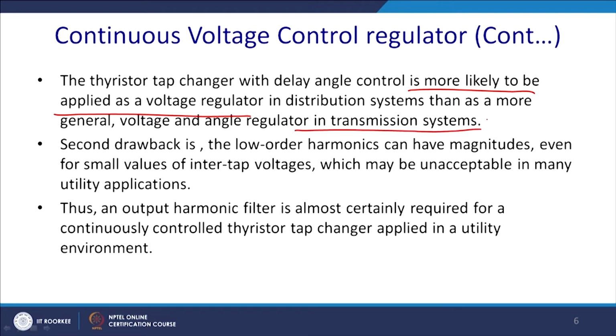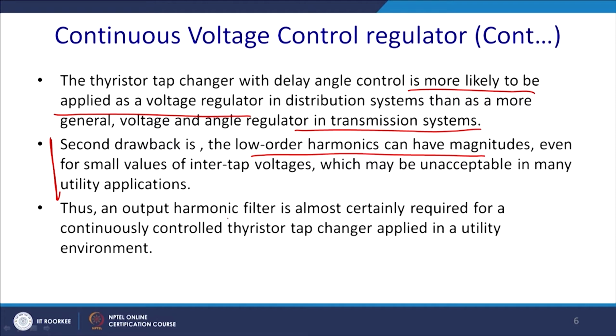The second drawback is that the lower order harmonics have quite sufficient magnitude. We have seen the harmonic spectrum in our previous discussions. Lower order harmonics can have a magnitude even at small values of intertap voltages, which may be unacceptable in many utility applications. So, for this reason we have to get rid of these disturbances. Thus, what happened? We have to find a solution.